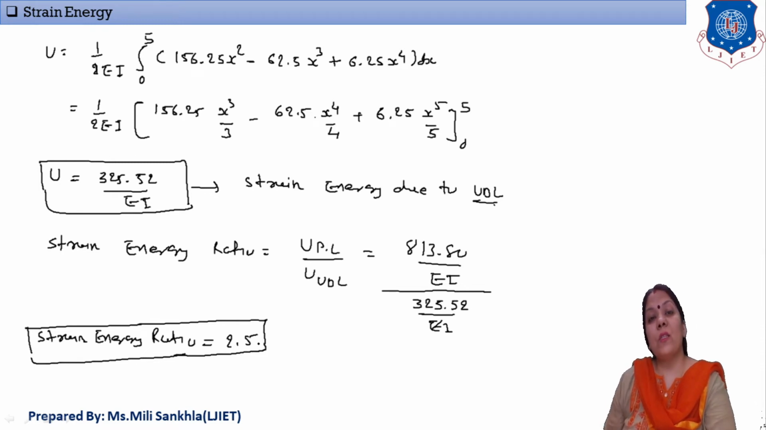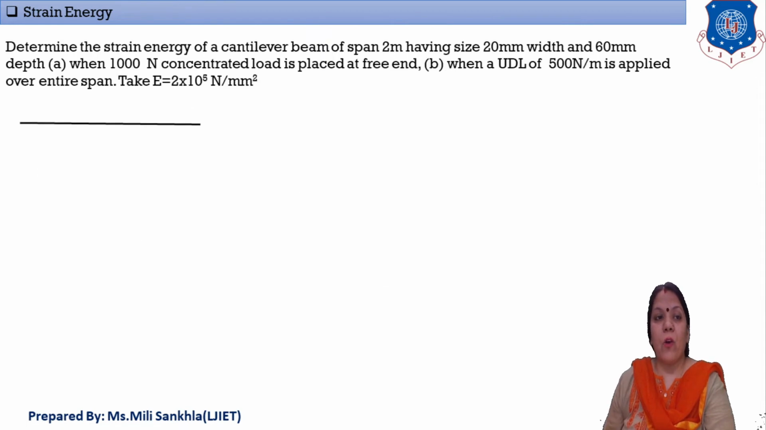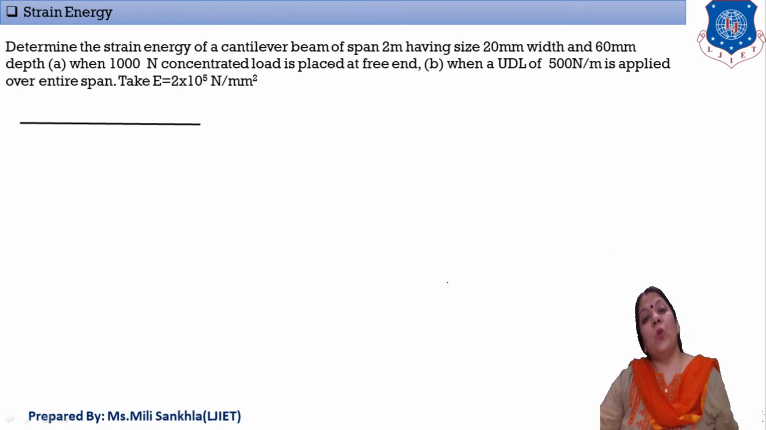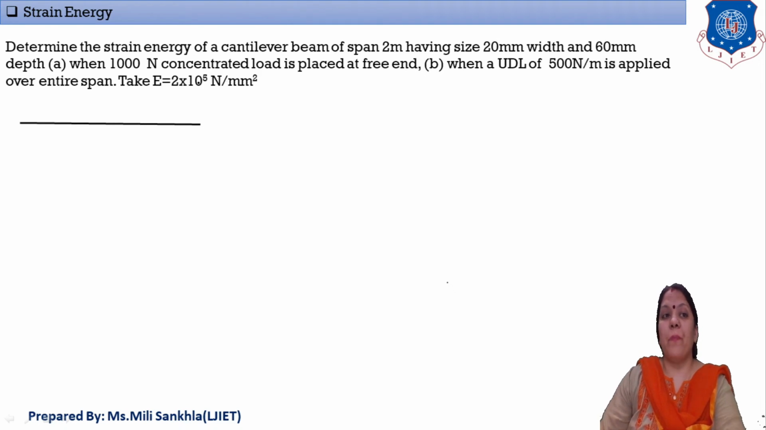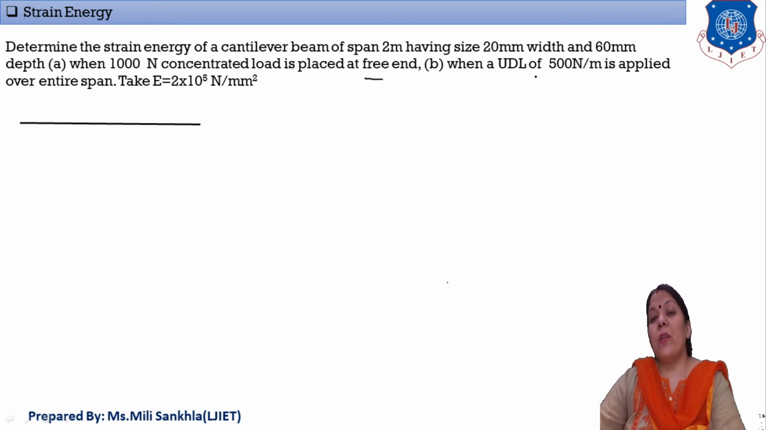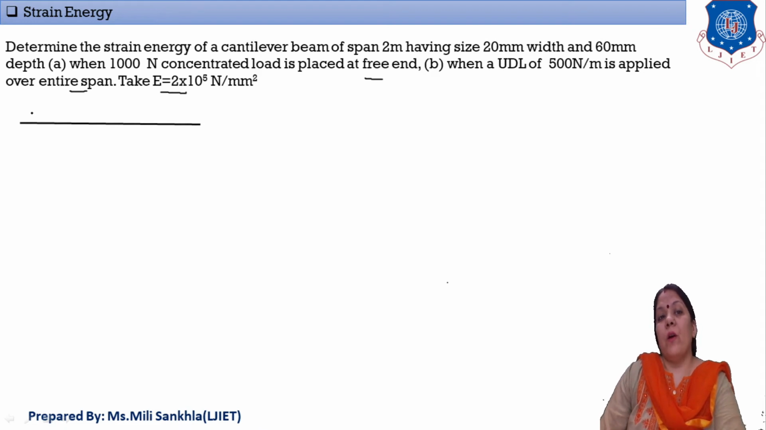Now we next solve the example of a cantilever beam. Now our next beam, again read the given data properly. Determine the strain energy of a cantilever beam of span 2 meter having a size of 20 mm width and 60 mm depth when a 1000 Newton concentrated load is placed at the free end. First case, and second case when a UDL of 500 Newton per meter is applied over the entire span, and E is given.